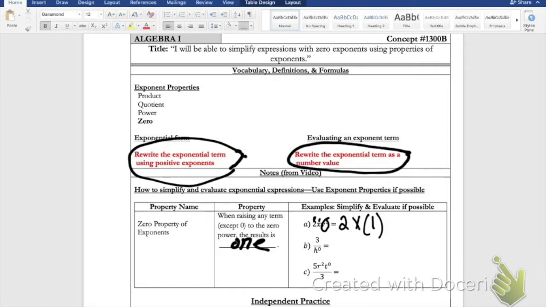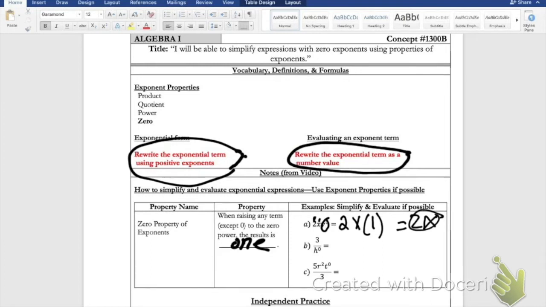So now I'm going to simplify this one a little bit. If you have 2 times x times 1, of course you're going to need to multiply the coefficients. 2 times the 1 is 2, and then x. So 2 times x times 1 is just 2x.